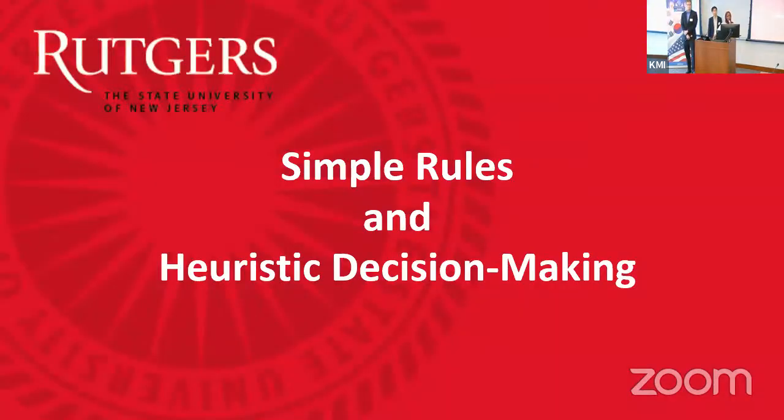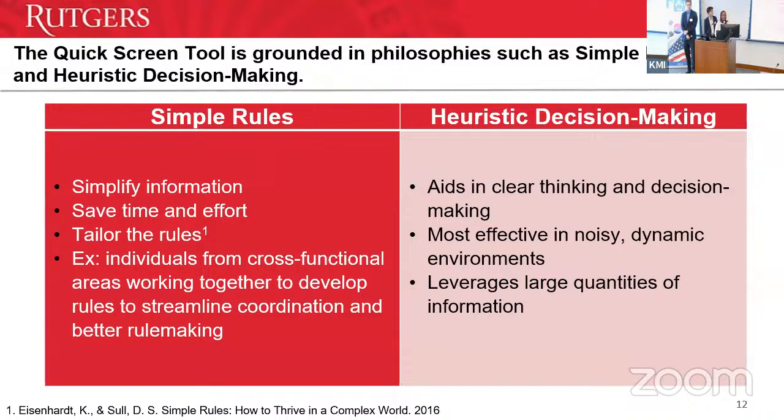And so our big two concepts for today that will help us use the quick screen tool, again, are simple rules and heuristic decision making. We have Donald Sull from MIT and Eisenhardt from Harvard, who wrote this book about simple rules, which helps the reader, who are typically business development professionals, investors, and entrepreneurs, to take all their time and effort and use it wisely. So they created a strategy to help create simple rules that are tailored to your individual opportunities.